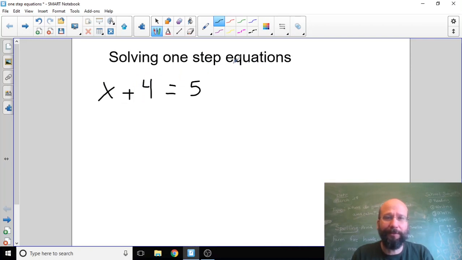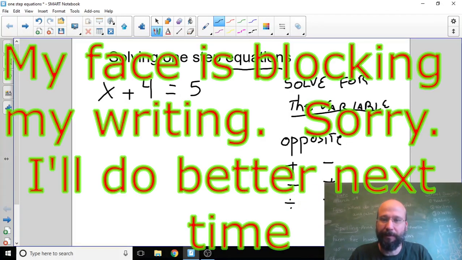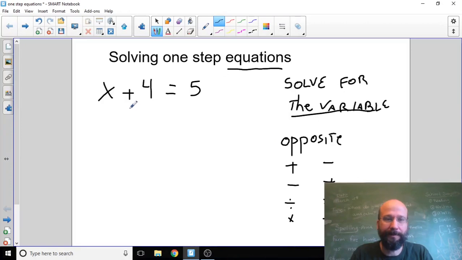We're trying to solve for x on all of these equations. We're going to solve for the variable. And we're going to do the opposite operation. So in this case, there's a plus. We do the opposite. So the opposite of plus would be minus. The opposite of minus would be plus. The opposite of division would be multiplication. The opposite of multiplication would be division. And I'll go over more specifics in a second, with more examples.